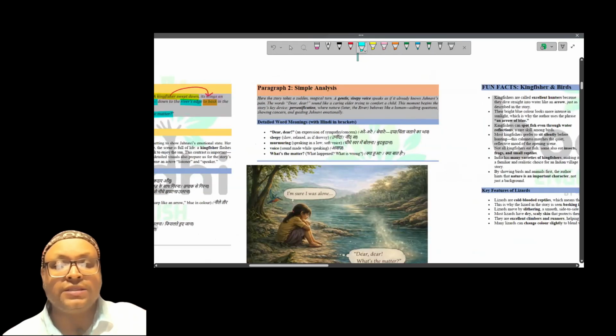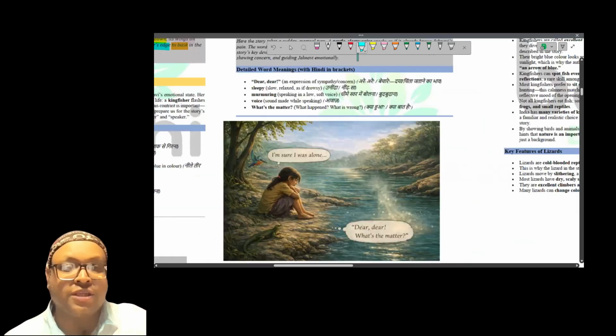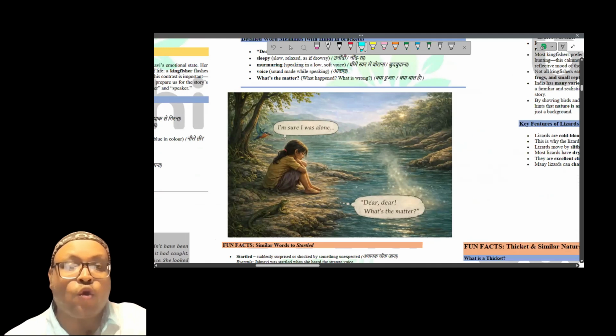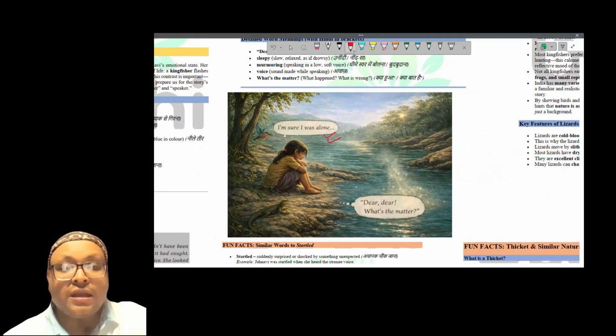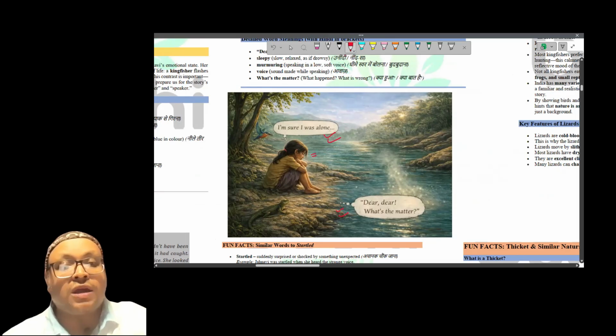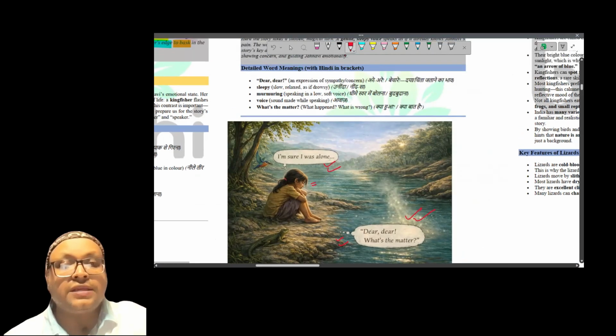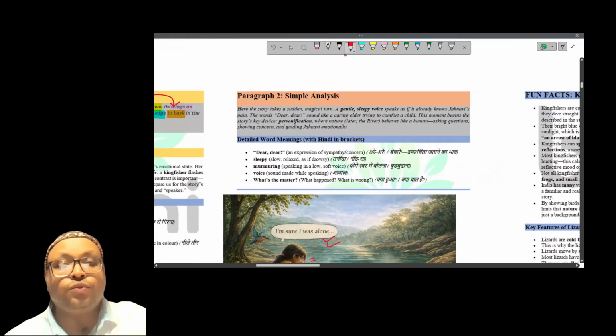Now, let us understand certain things here with para 2. Para 1, look at a supporting image I have brought here. Jahnavi is sitting all alone near the river. She was all upset and crying. That time the river talked. And let us see what is there in para 2.